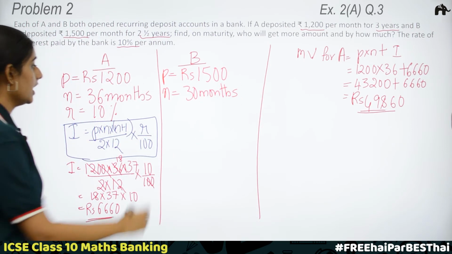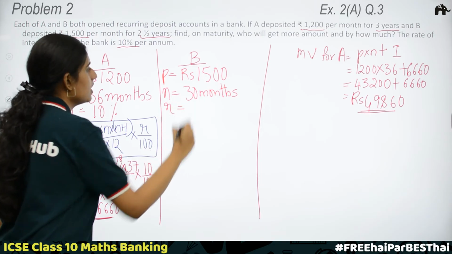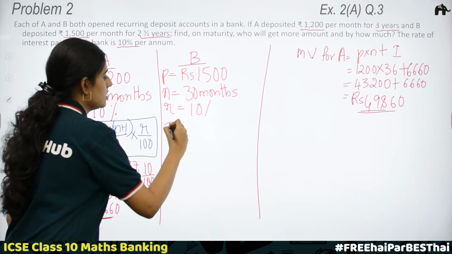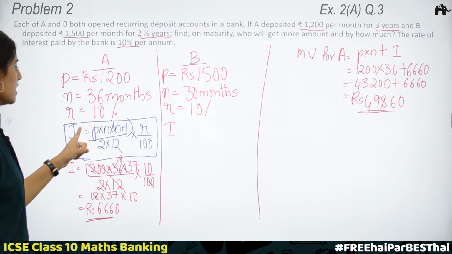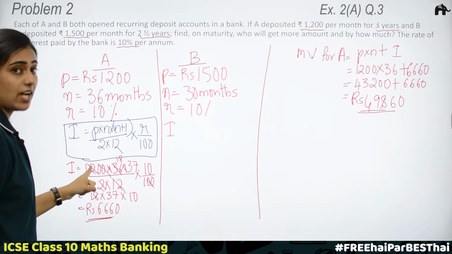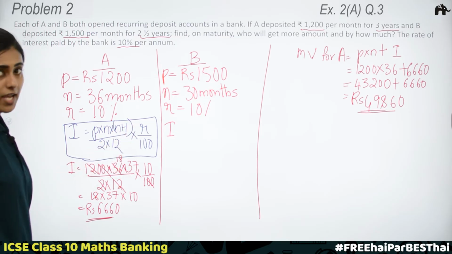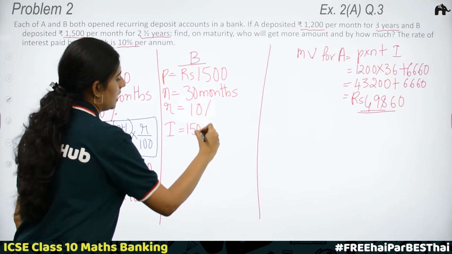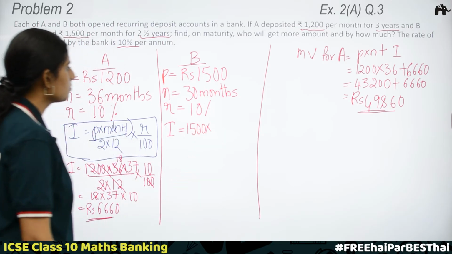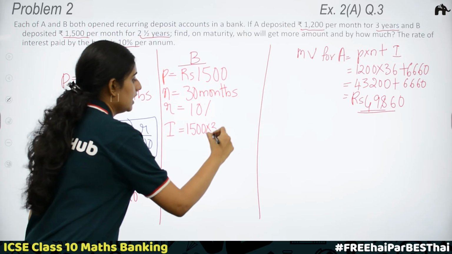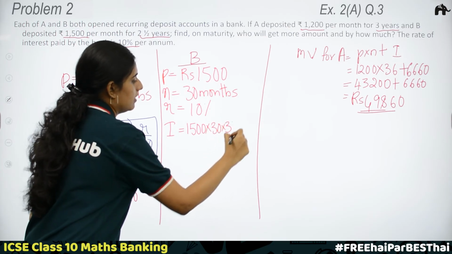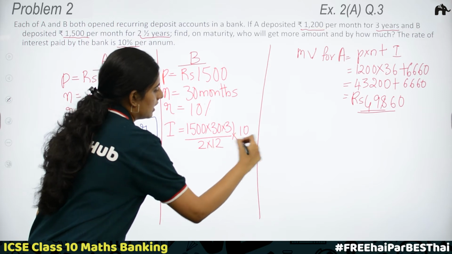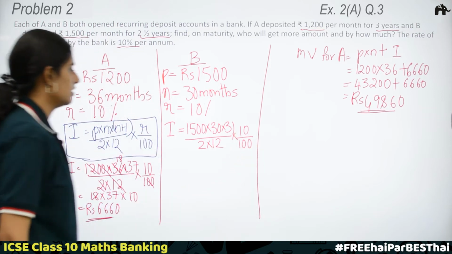Then rate of interest. In both the cases the rate of interest is 10%. Interest. We have the formula to find interest. P into N into N plus 1 divided by 2 into 12 into R by 100. Here 1,500 into 30 into N plus 1, 31 divided by 2 into 12 into 10 divided by 100.